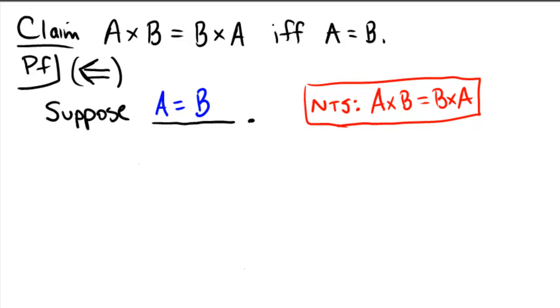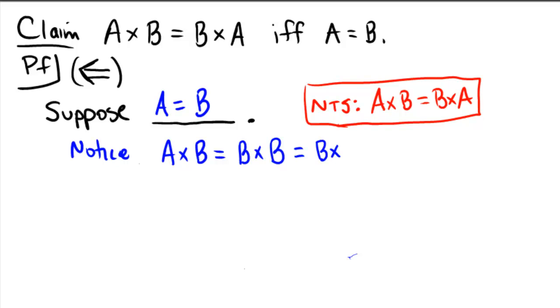So let's see if we can do this. We need to show A cross B equals B cross A. So let's start off with, notice, what is A cross B actually equal to? We hope it's equal to B cross A, but we're going to go see. Well, we said that A equals B, so with A cross B, I'm going to substitute B for that first part of the Cartesian product. So we have B cross B. Then I'm going to leave the first B the same, but I'm going to replace the second B with something that it's equal to, namely A, because we supposed that A equals B. So what do we get? We get that A cross B is actually equal to B cross A. So that completes the backwards direction of the proof.